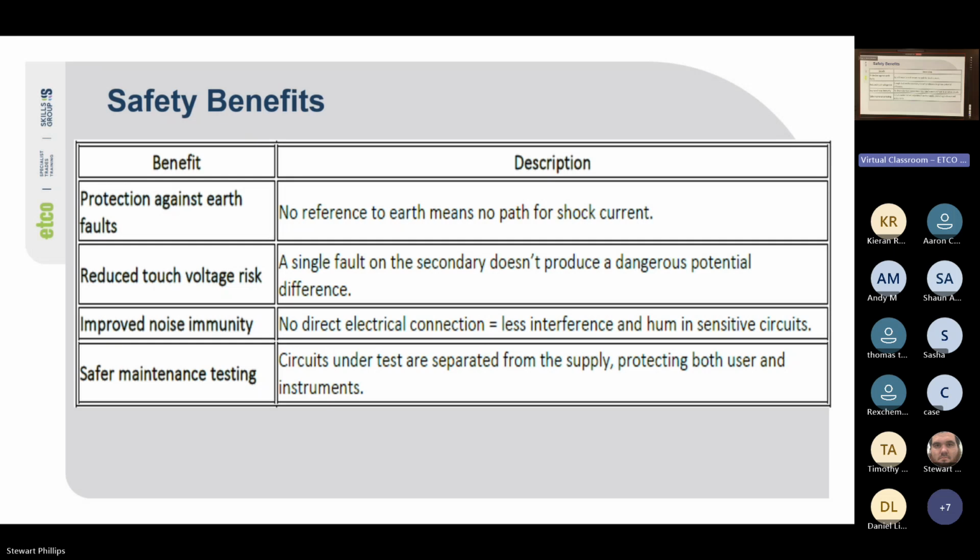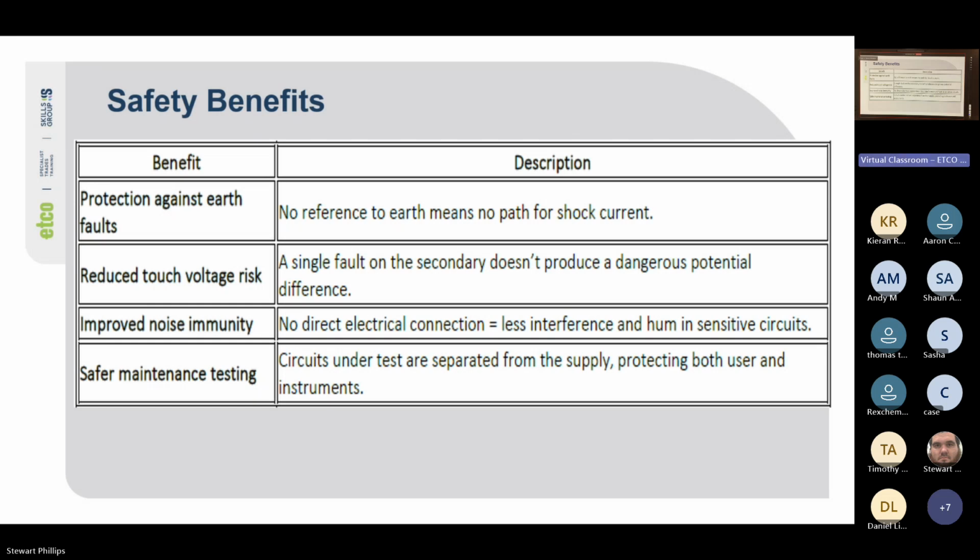Cool. So the benefits: we get protection against earth fault, no reference to Earth, no path for shock. We have reduced touch voltage risk, so a single fault on the secondary will not produce a dangerous potential difference. Improved noise immunity, so no direct electrical connection means less interference and harm in sensitive circuits, which is very important for any kind of monitoring or measurement circuit or audio work or visual recording. And safer maintenance testing: circuits under test are separated from the supply, protecting both the user and the instruments.